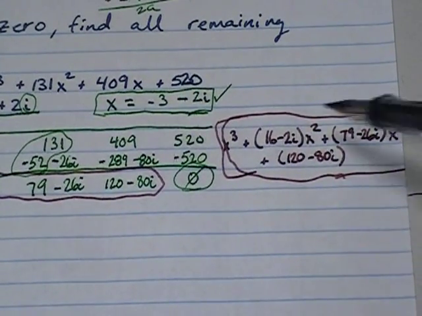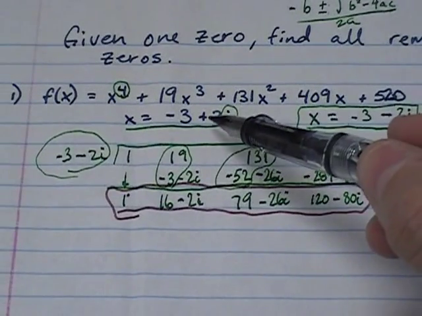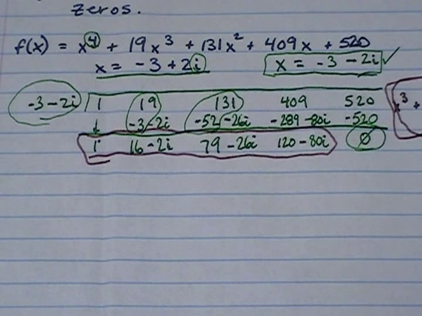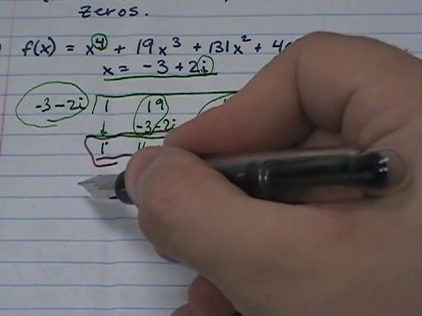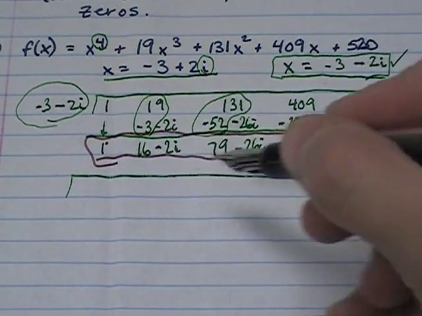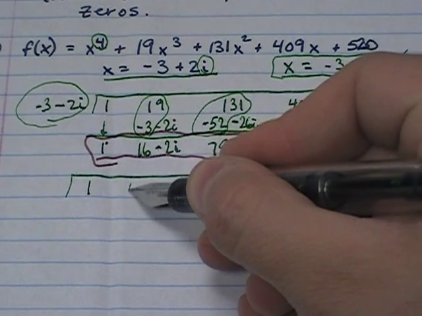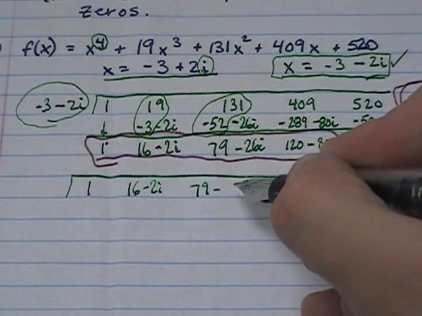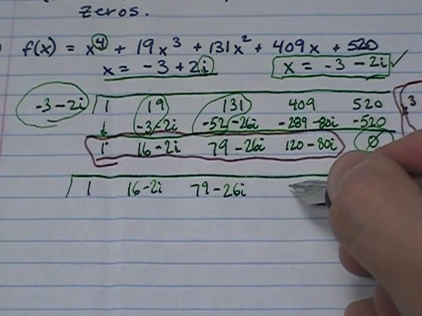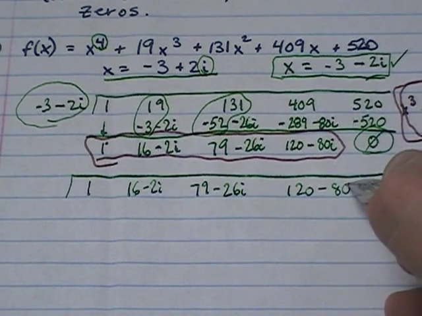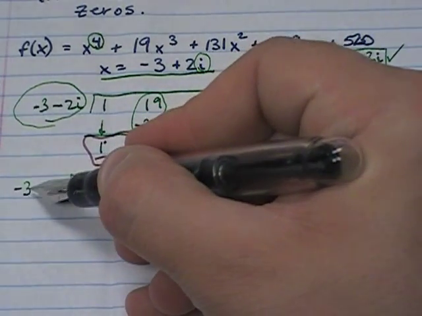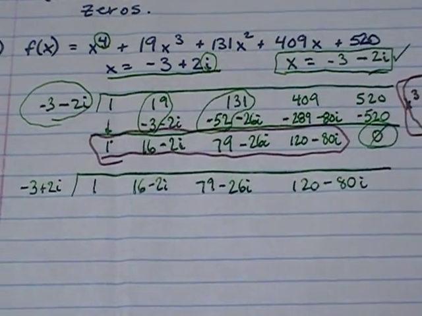But now I want to synthetically divide that polynomial by this zero. So I'm going to show that work. How do we do that? Well, the same way we did the first time, only this time it looks a little messier. We have 1, we have 16 minus 2i, we have 79 minus 26i, we have 120 minus 80i. And we are going to synthetically divide by negative 3 plus 2i.